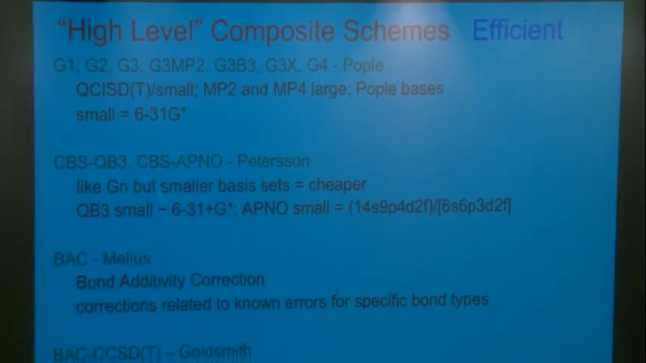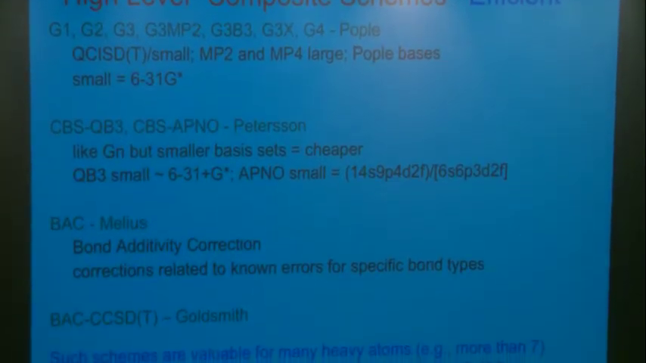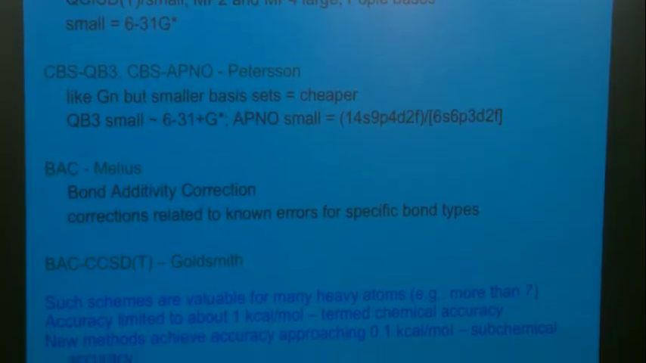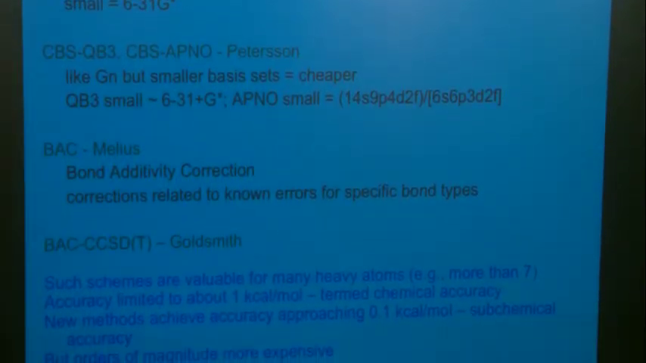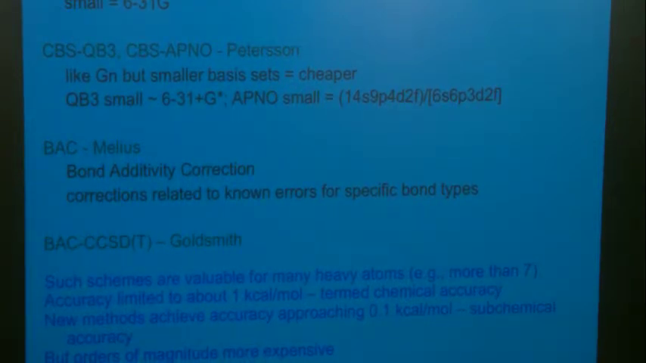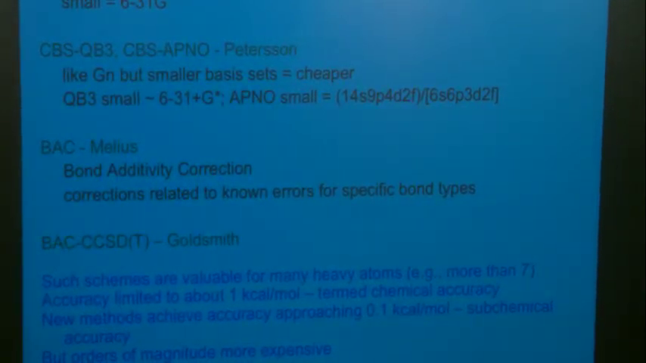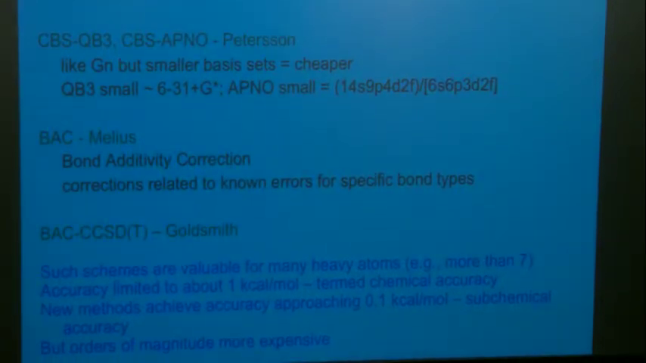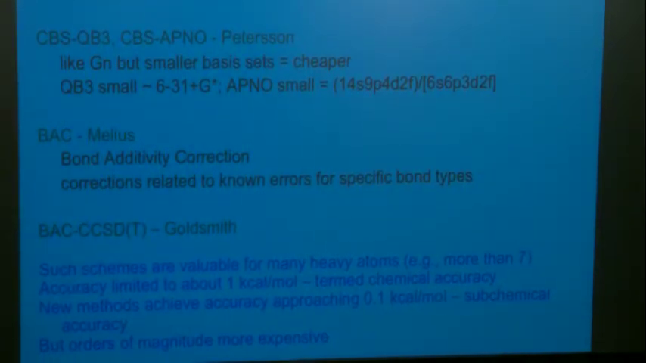Another nice thing to do is something called bond additivity correction. All these methods have some kind of correction to try to make their average error zero. They try to account for spin differences and how methods fail for different spins.